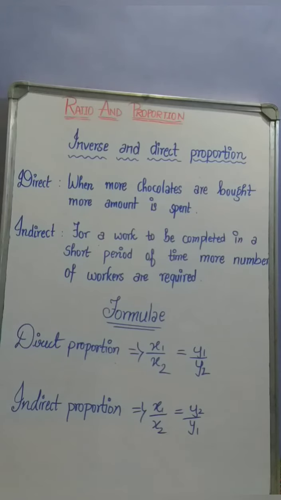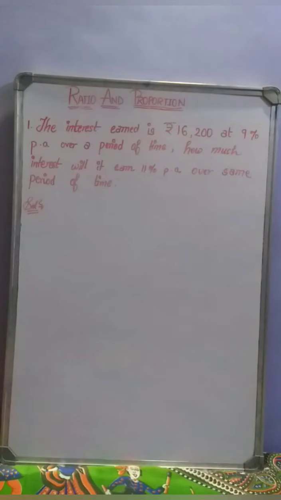So based on these formulas, we are going to solve word problems. So let's continue with the word problems. Here we have our first question. The interest earned is 16,200 at 9% per annum over a period of time. How much interest will it earn at 11% per annum over the same period of time?